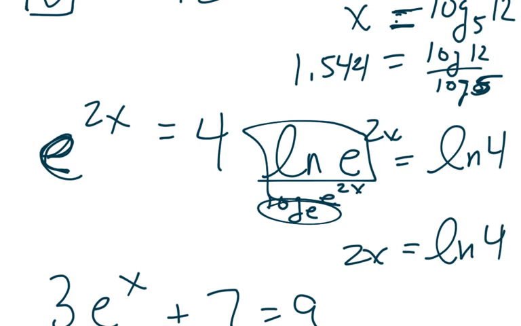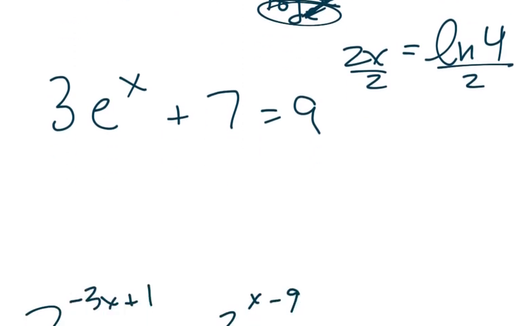We have a natural log button on our calculator, and so to get x, we're just going to divide both sides by 2, and whatever the natural log of 4 is divided by 2, that's your answer. Again, what did we do? We took the logarithm of both sides, and we made these bases match. Now, we're going to do that here, but first we're going to use some normal equation solving to get that e to the x, the variable part, all by itself.